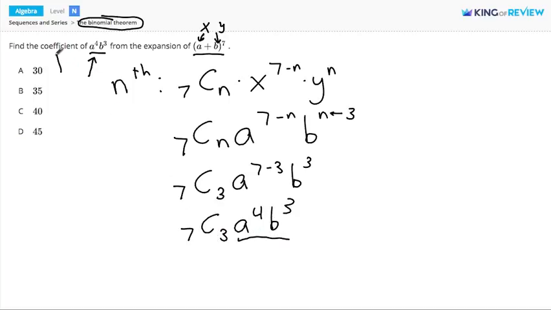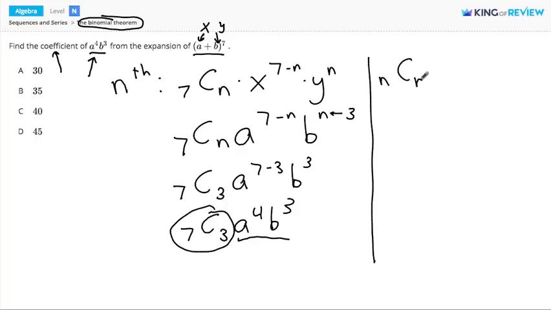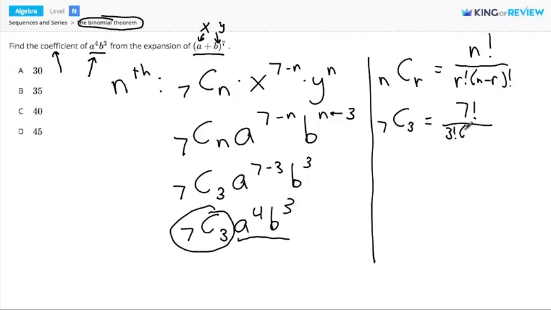So if we want the coefficient of this term, we need to figure out what 7C3 is. In general, if you have some number n and you're choosing some number r out of them, this formula is n factorial over r factorial times n minus r factorial. So let's plug in 7 for n and 3 for r. That gives us 7 factorial over 3 factorial times 7 minus 3 factorial.